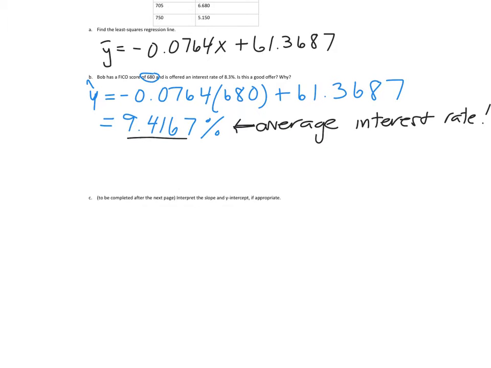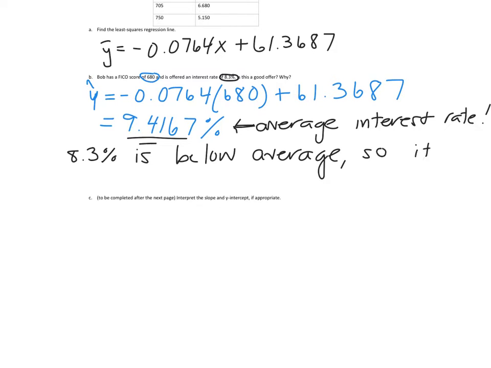Okay, so what are we going to look at this 8.3%? Is it above average or below average? It's below. So 8.3% is below average for that given credit card score. So we can conclude it's a good offer. Because it's below average. Okay, and then part C, we're going into the interpretation of the slope and the y-intercept.